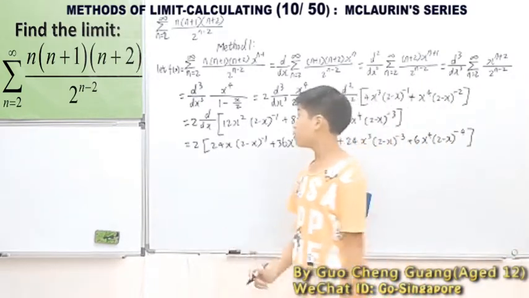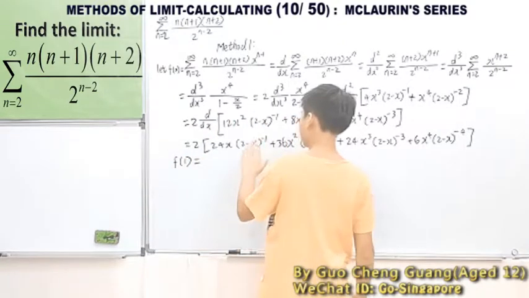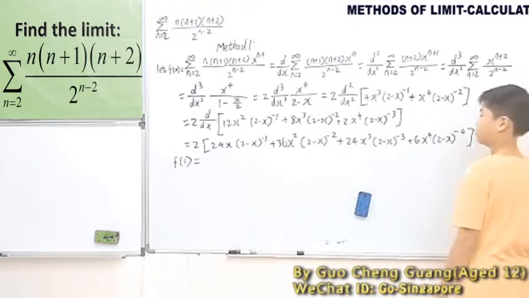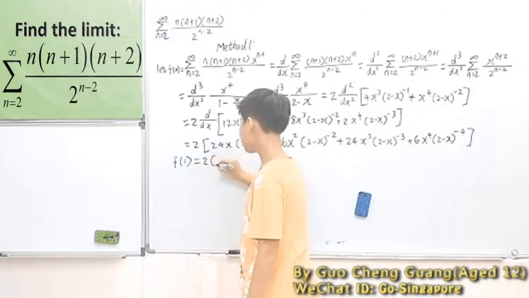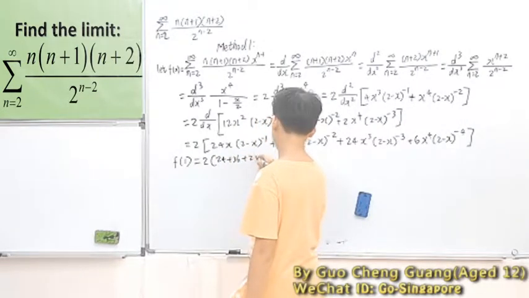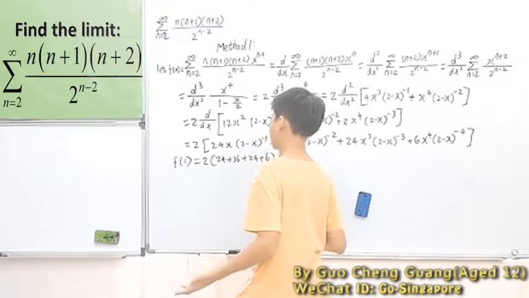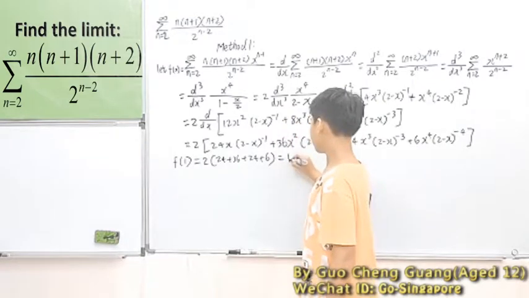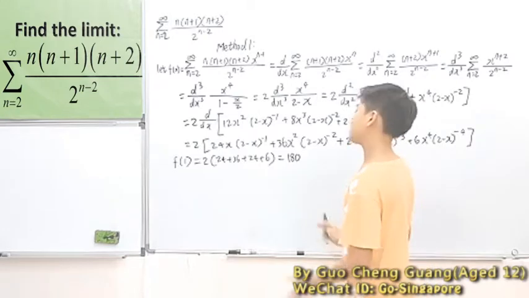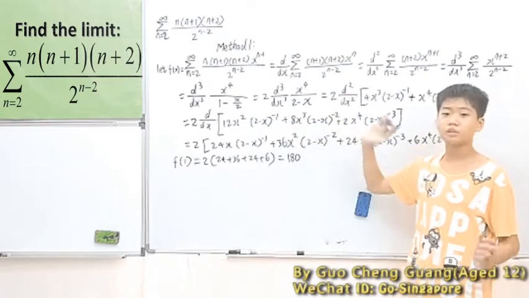What do we have now? Simple. Sub it inside. So what happens? 1, 1, 1, 1. So it's basically 2 times 24 plus 36 plus 24 plus 6. This is just simple calculations. 180. Now this is just method 1. Now the calculations, you have to be careful.